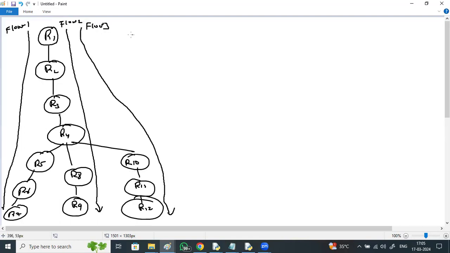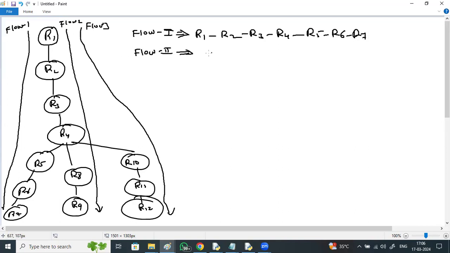Flow 1, try to say, yes, everyone, I want the sessions to be interactive. What are the RTDs which are part of flow 1? R1, R2, R3, R4, R5, R6, R7. Flow 2, try to say the RTDs: R1, R2, R3, R4, R8, and R9.